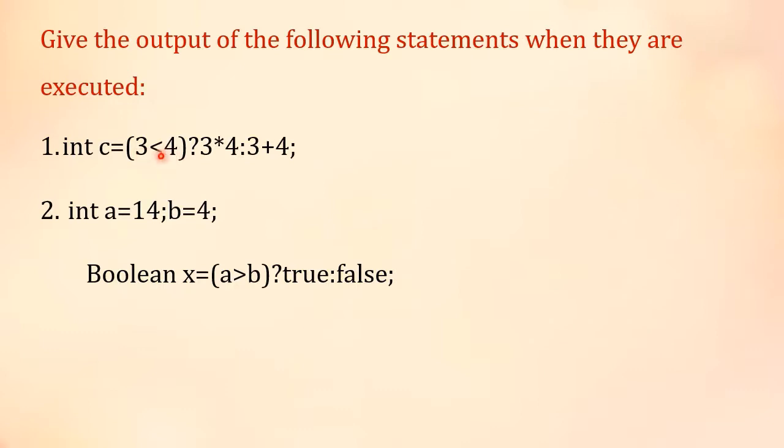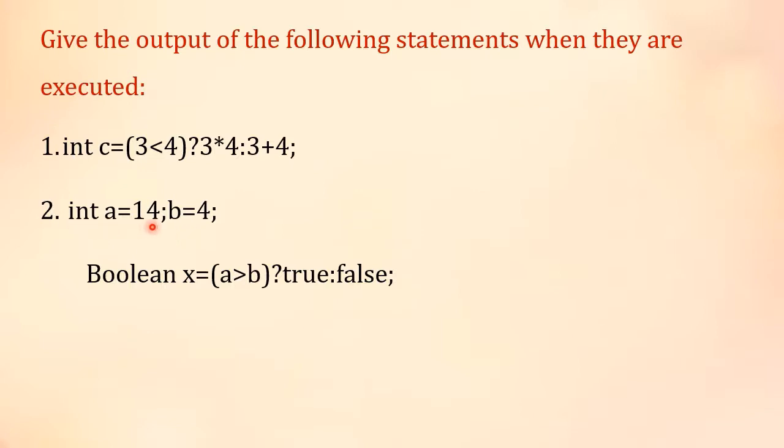Immediately what will happen if this condition is true? The expression after the question mark will be assigned to the C variable. Here C will be assigned 3 asterisk 4. 3 asterisk 4 means 3 fours are 12. So C will hold the value of 12 here. When you execute this and print the value of C, you will get the value 12.